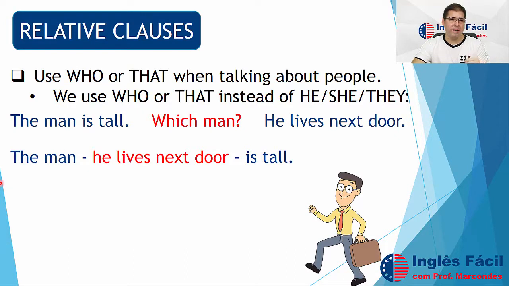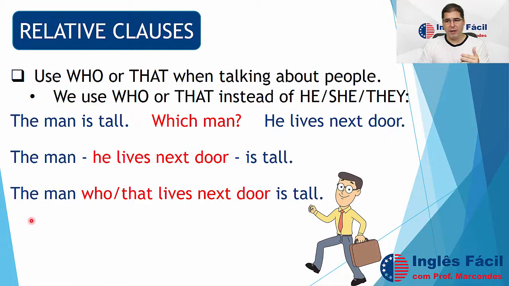We have to replace the subject, he, in this case. So we're going to say, the man who lives next door is tall, or if you prefer, the man that lives next door is tall. So remember, what we saw last class was that it is possible to replace the subject he from the second clause when we talk about people. We can replace it either by who or by that. Remember that?